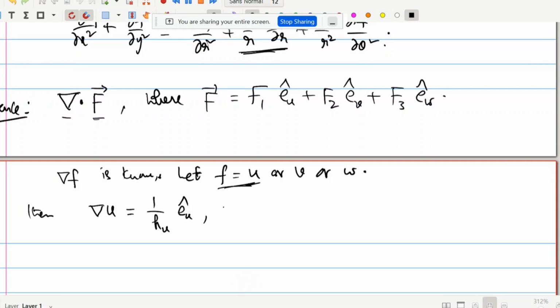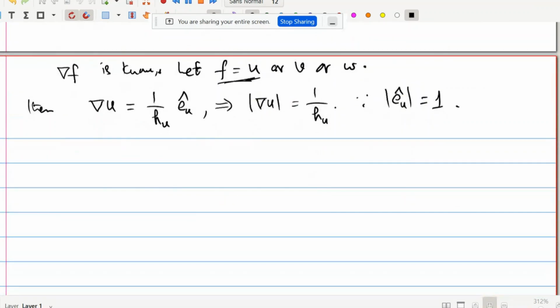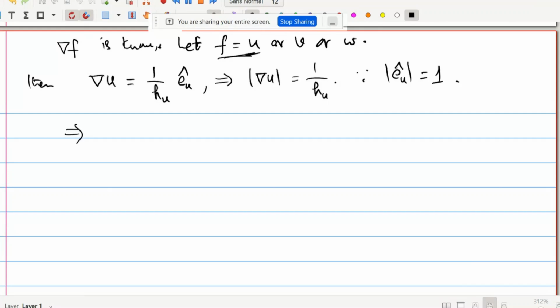So similarly, if you actually see this modulus, what I get is hu. Okay, because since eu cap modulus equal to 1, those are unit vectors. So what is that I get here? So eu cap equal to hu into hu. What is that you get?